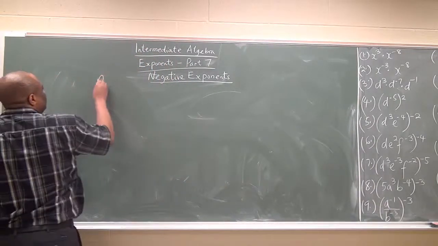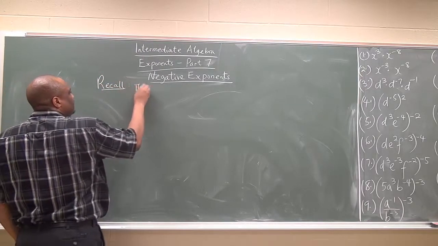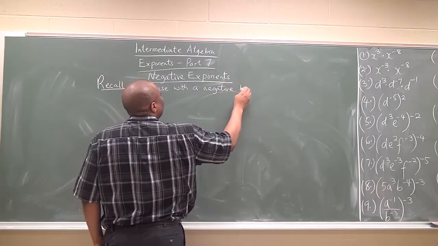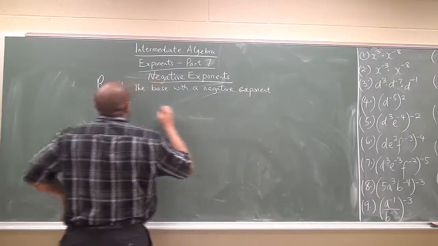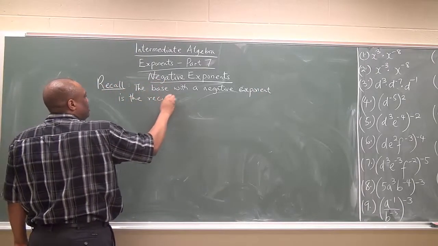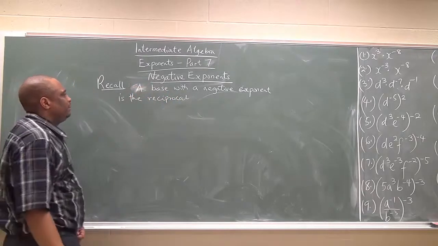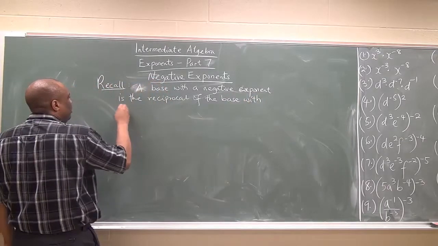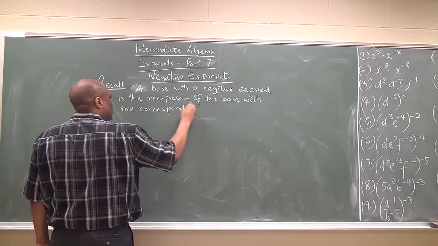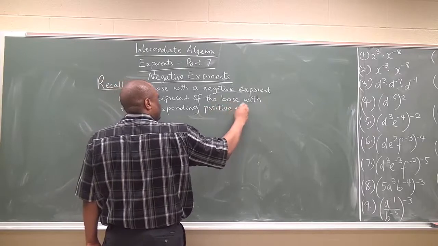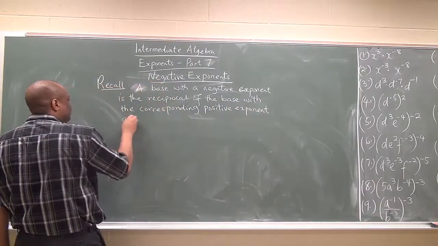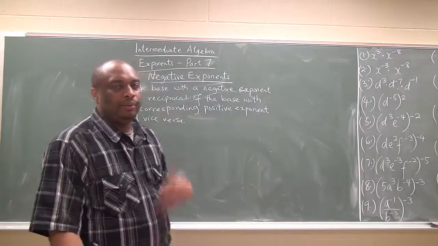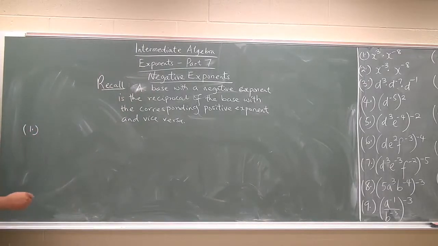Okay, so let's recall, as usual, that a base with a negative exponent is the reciprocal of the base with the corresponding positive exponent, and vice versa. We discussed this in Part 6, so we're just recalling it now because we're going to use it. Now, let's go straight to solving questions.